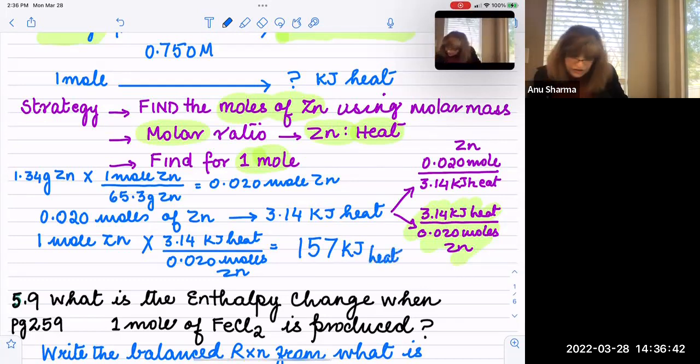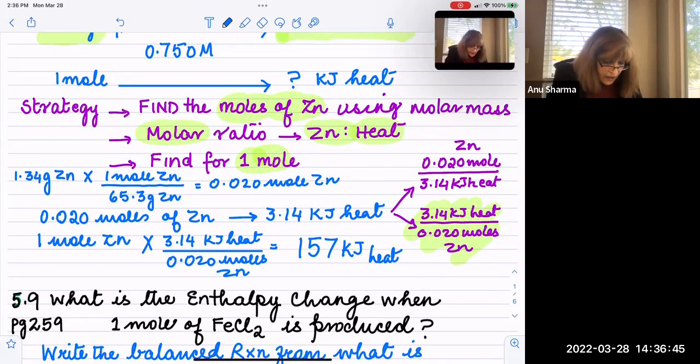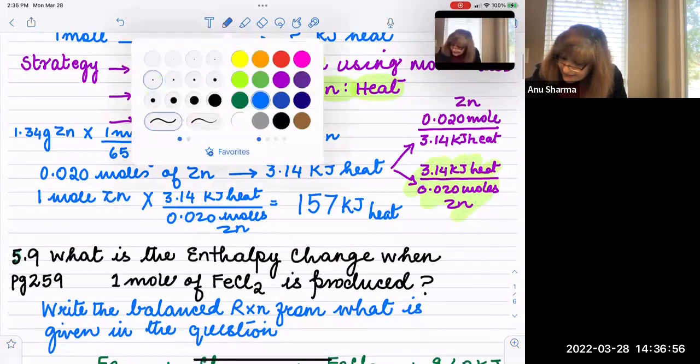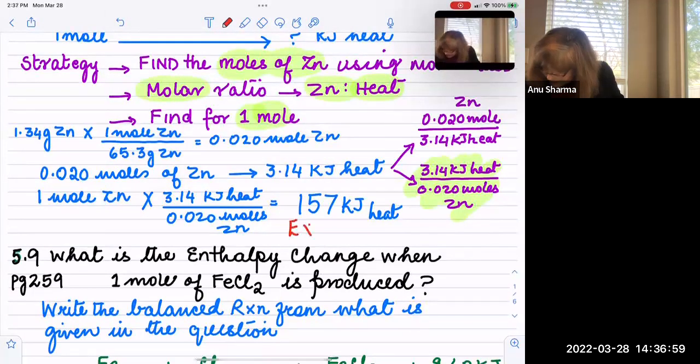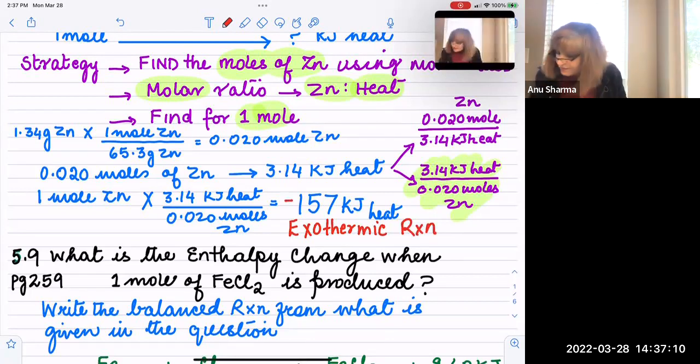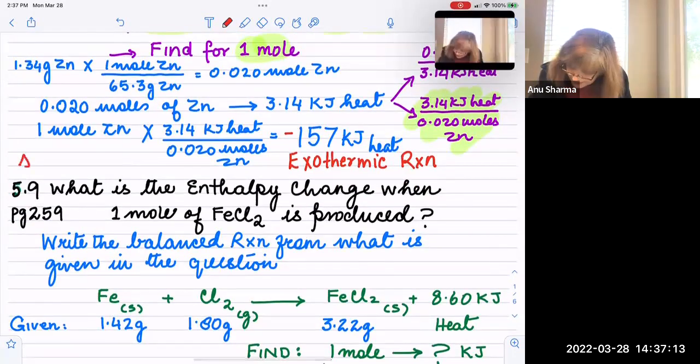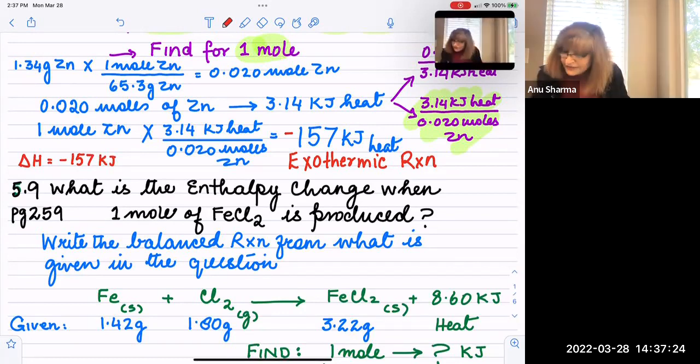Now pay attention to what the question is saying. When zinc reacts with HCl, the heat is produced. Heat is produced means this is an exothermic reaction, so don't forget the sign. For an exothermic reaction, where the heat is released, the sign of delta H is a negative number. So what is the answer? Delta H of this reaction is equal to negative 157 kilojoules of heat. That's the amount of heat that is released. It is very important that you write the units and show the sign, because it's an exothermic reaction, so it's negative.